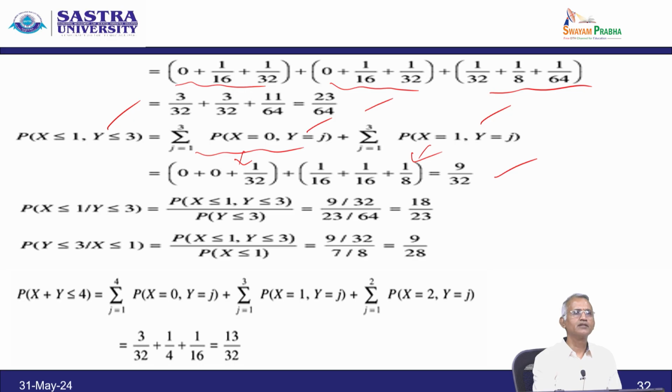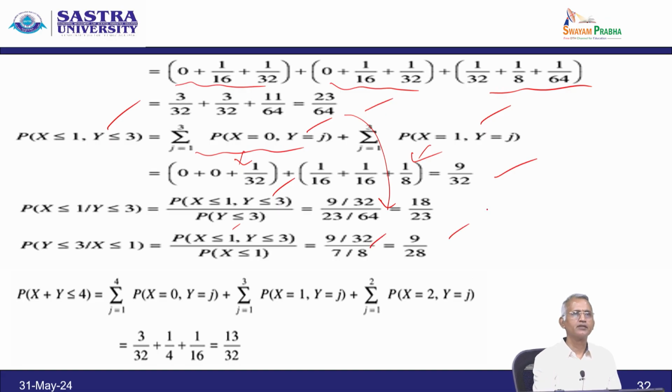Now, probability of x less than or equal to 1 given y less than or equal to 3 is probability of x less than or equal to 1 and y less than or equal to 3, divided by probability of y less than or equal to 3, which is equal to 9 by 32, already found out, and probability of y less than or equal to 3, also found out, 33 by 64 above. So, we have the value 18 by 23. And probability of y less than or equal to 3 given x less than or equal to 1 is probability of x less than or equal to 1, y less than or equal to 3, divided by probability of x less than or equal to 1, which is equal to 9 by 32 by 7 by 8, which is equal to 9 by 28.